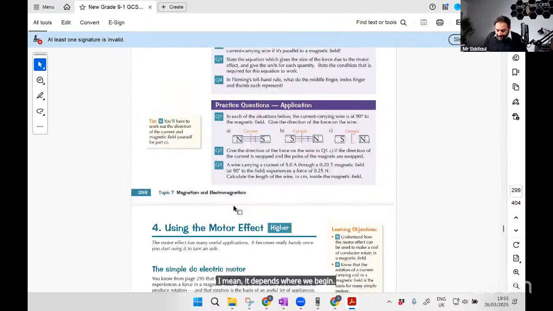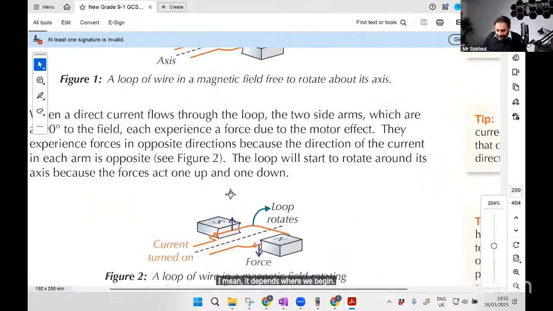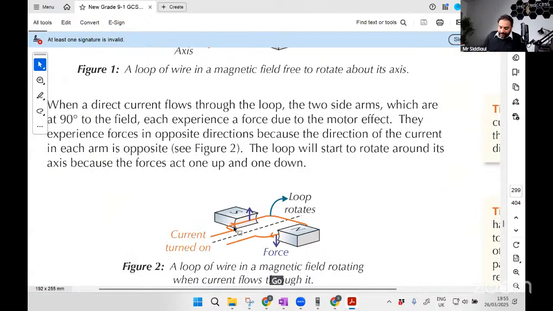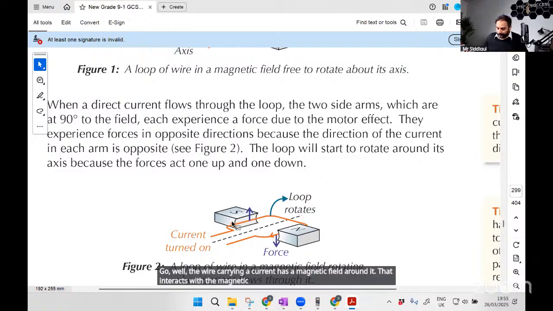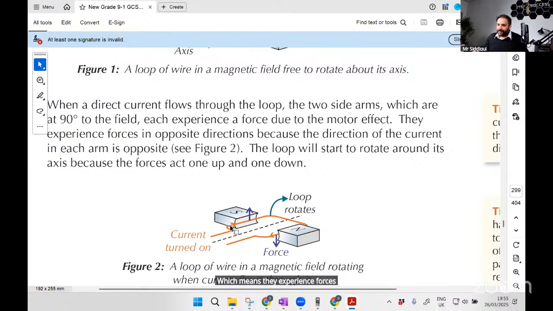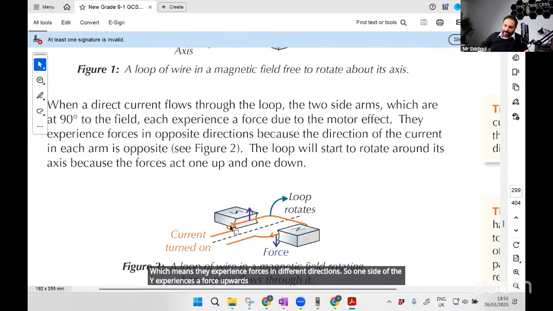So you could go, well, the wire carrying a current has a magnetic field around it. That interacts with the magnetic field between the magnets, which creates a force on the wire. But then I would say that on one side of the wire, the current is flowing in one direction, and on the other side, the current is flowing in the opposite direction, which means they experience forces in different directions. So one side of the wire experiences a force upwards, for example, and the other experiences it downwards.